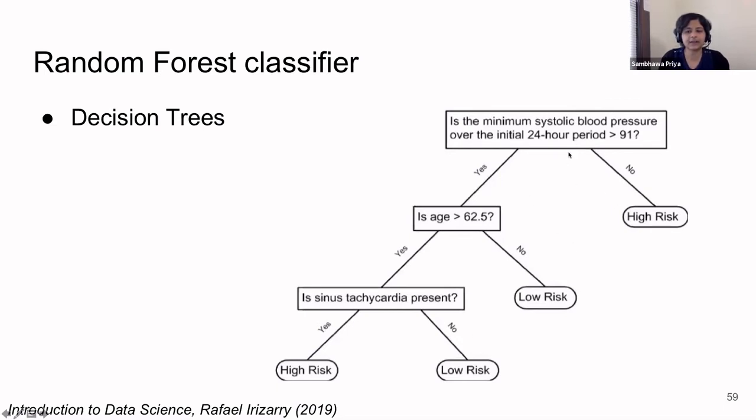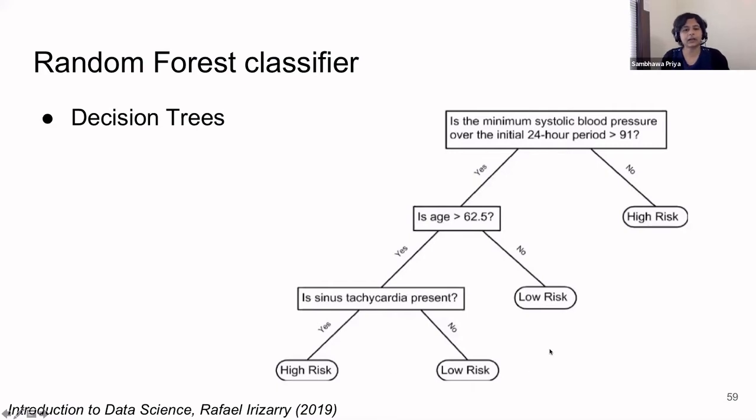At each node, there's a yes or no question based on a variable or a predictor, and then you split the training data accordingly. At each node, it asks what feature will allow me to split the observations so that the resulting groups are as different from each other as possible. So that's what a decision tree is.